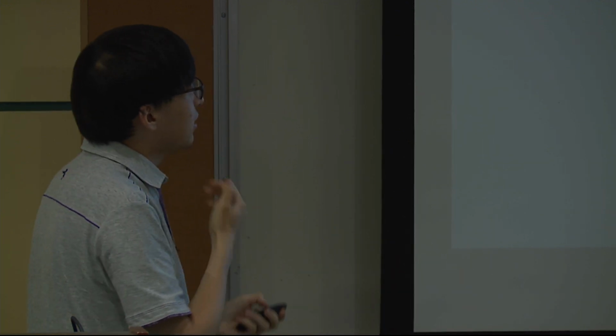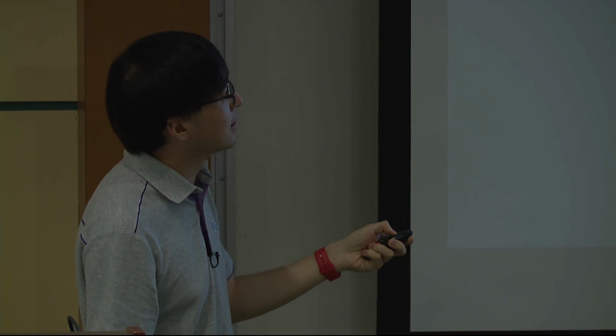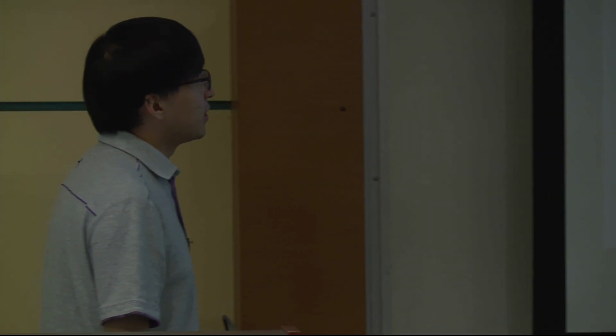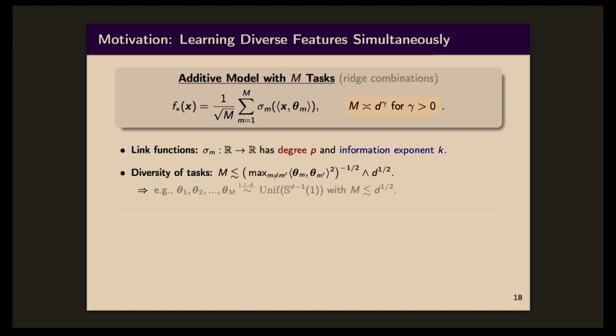It's just that it's beyond single index model. Whereas here we allow m to grow with d, with this exponent gamma. You might notice that here we have a 1 over square root of m prefactor. It's kind of like a CLT prefactor.